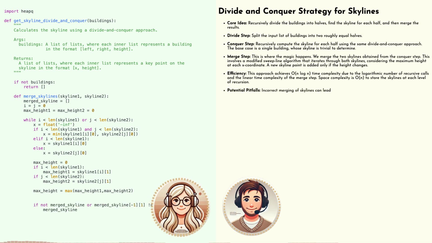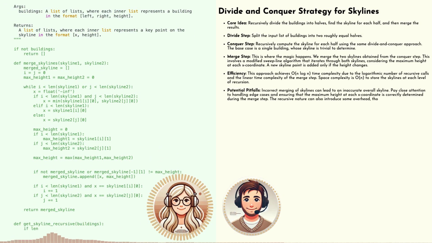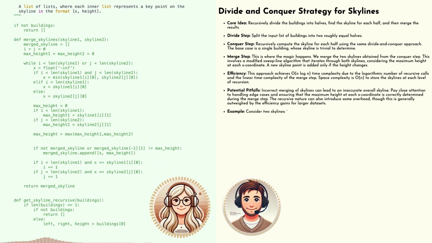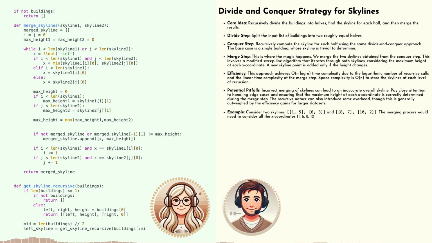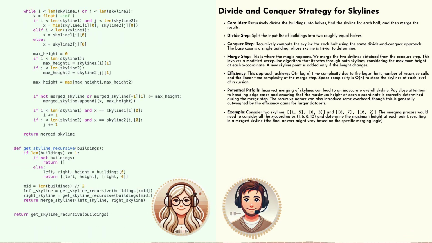Okay, so let's talk about divide and conquer. This approach is all about breaking a problem down into smaller, more manageable subproblems. You solve each of those independently and then merge the solutions to get your final answer. I'm intrigued, but how do we divide and conquer a city skyline? It's not like we can just cut the city in half and calculate the skyline separately. Right. The buildings on one side would still affect the other.